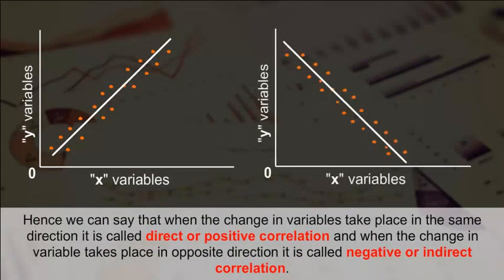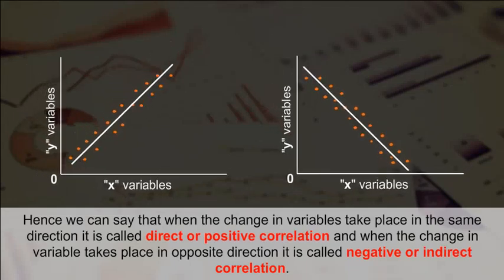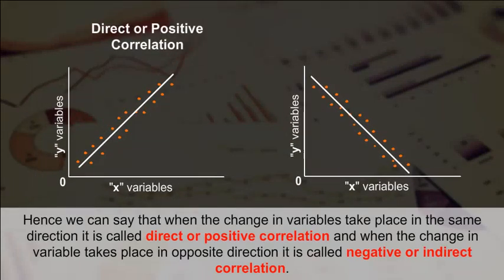Hence, we can say that when the change in variables takes place in the same direction, it is called a direct or positive correlation. And when the change in the variables takes place in the opposite direction, it is called negative or indirect correlation.